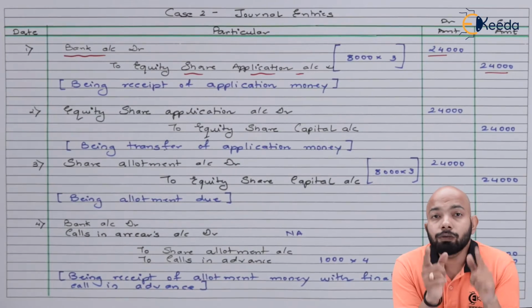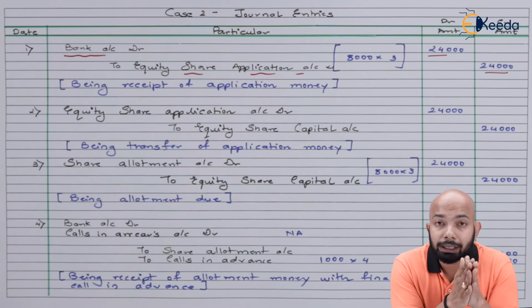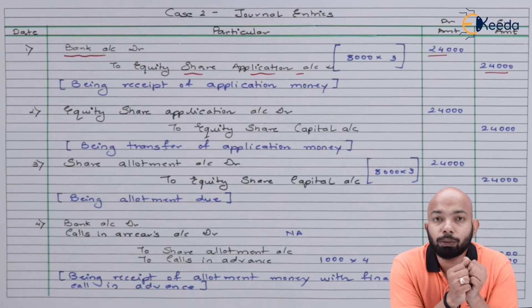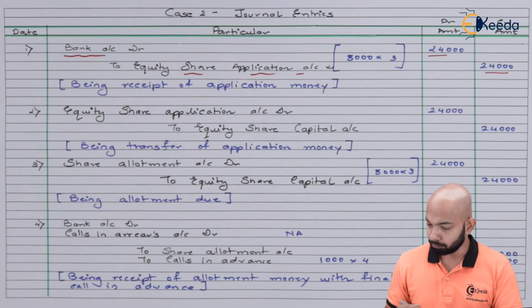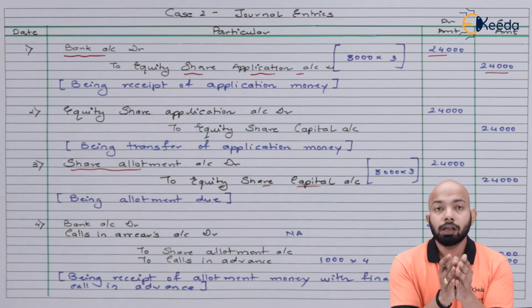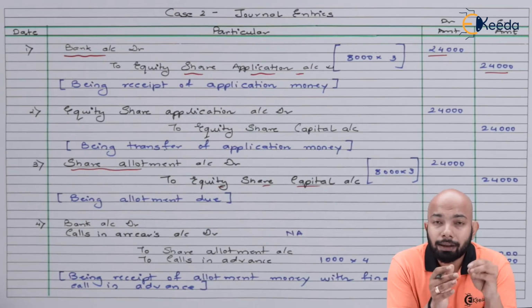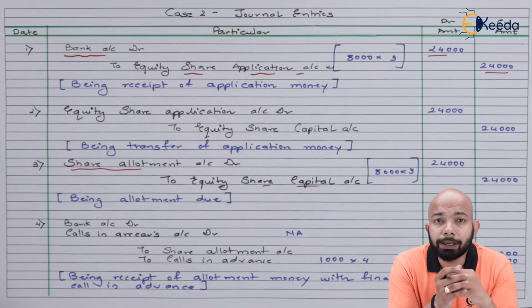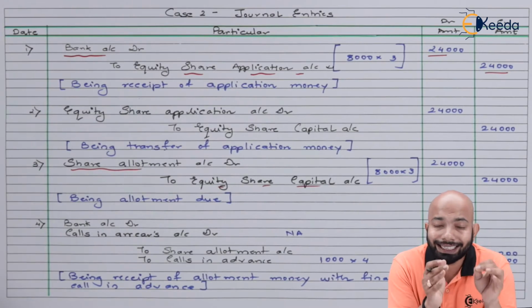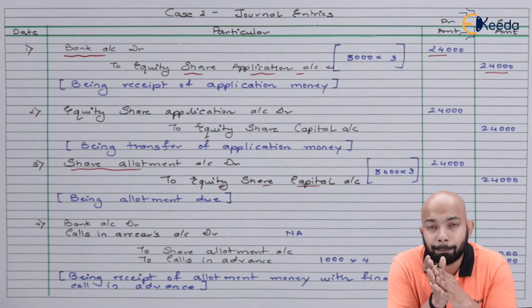Now after this, we move to the allotment entry. That means whatever allotment due entry we have to pass is something that we will be passing right now. So let's figure out that entry. The allotment here refers to 8,000 shares multiplied by 3 rupees on allotment. So the total amount that we're supposed to receive is again 24,000. The entry will be equity share allotment account debit to equity share capital.